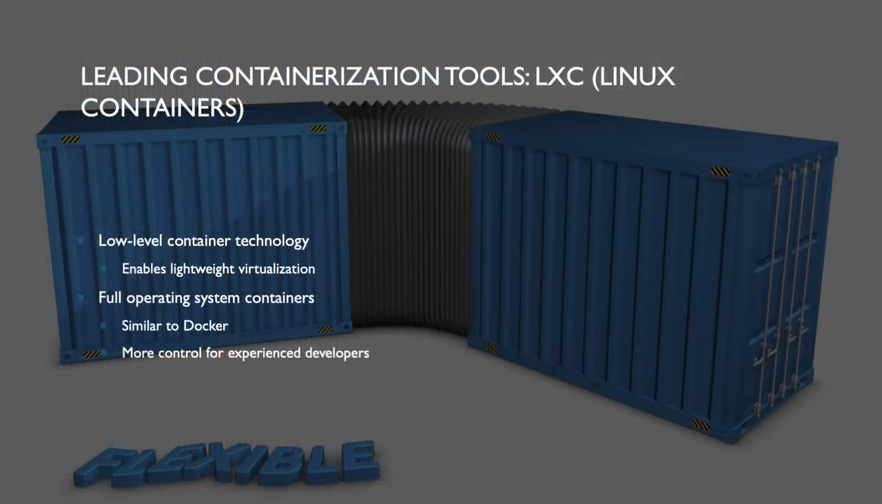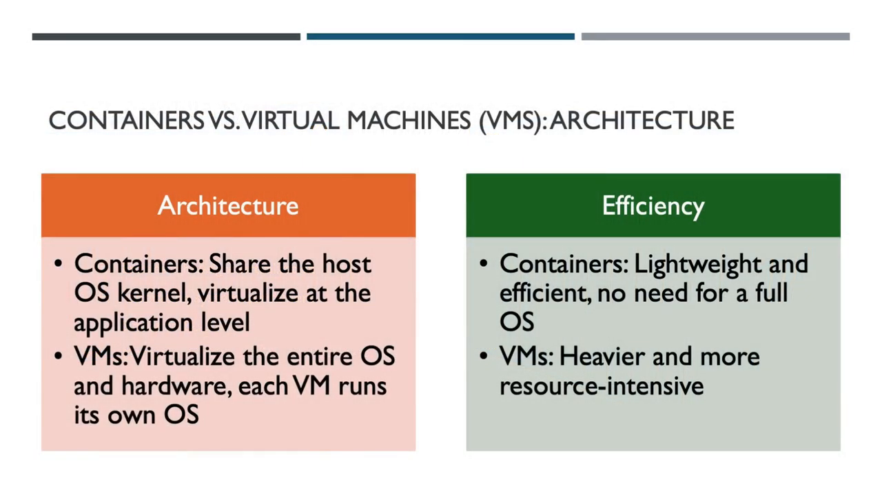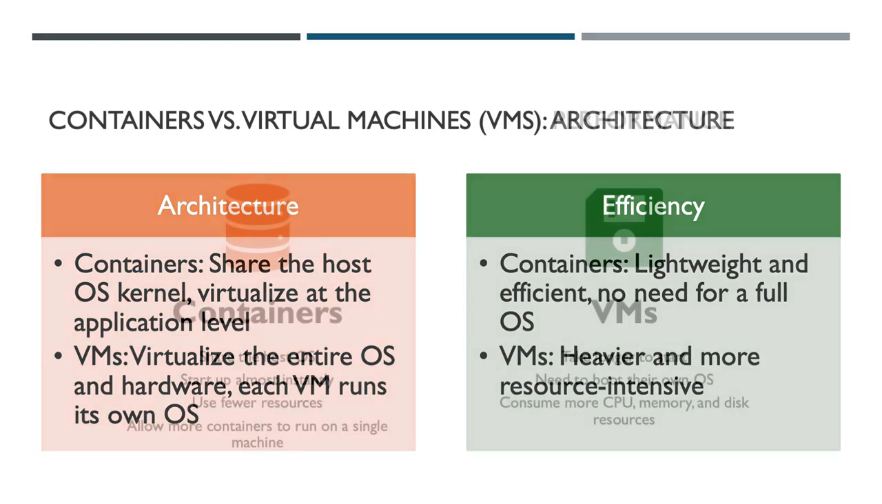LXC is a low-level container technology that provides lightweight virtualization. It offers full operating system containers, similar to Docker, but is designed for experienced developers seeking greater control over their containerization. Containers and virtual machines both provide isolated environments for running applications. Containers share the host OS kernel, making them lightweight and efficient. VMs virtualize the entire OS and hardware, making them heavier and more resource-intensive.